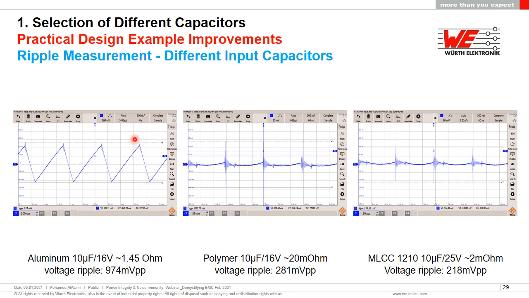Its ESR is fairly high, 1.45 ohms. So that ESR is shaping that ripple. The capacitor is doing nothing, basically, from a ripple point of view. The polymer, though, at the same nominal capacitance value, much lower, 20 milliohms of ESR, ripple voltage, beg your pardon, 281 millivolts peak to peak, and here also we can see the high frequency ringing noise as well.